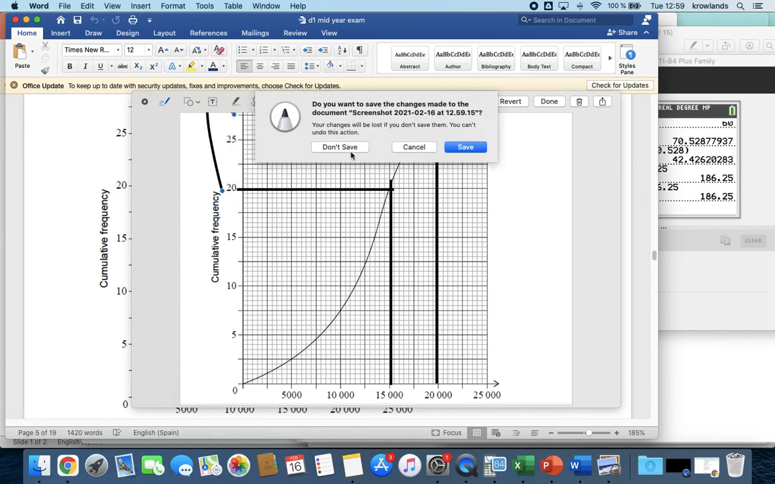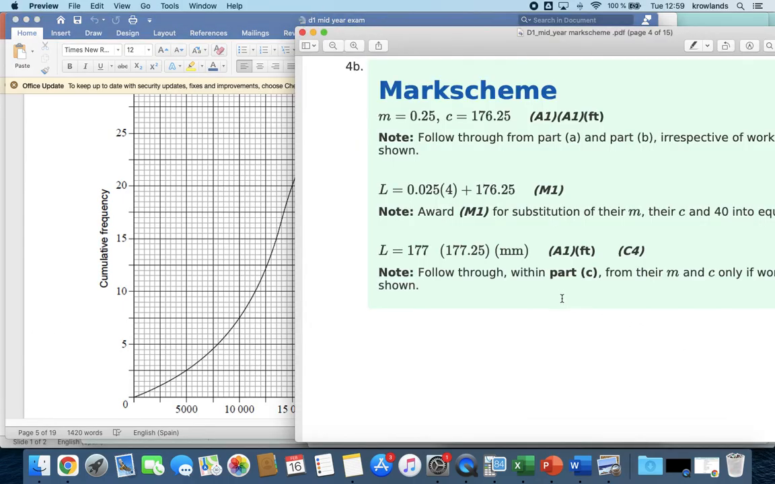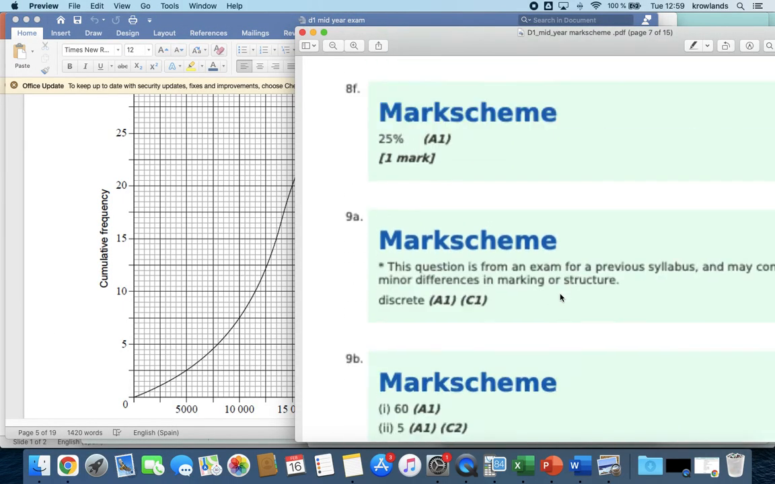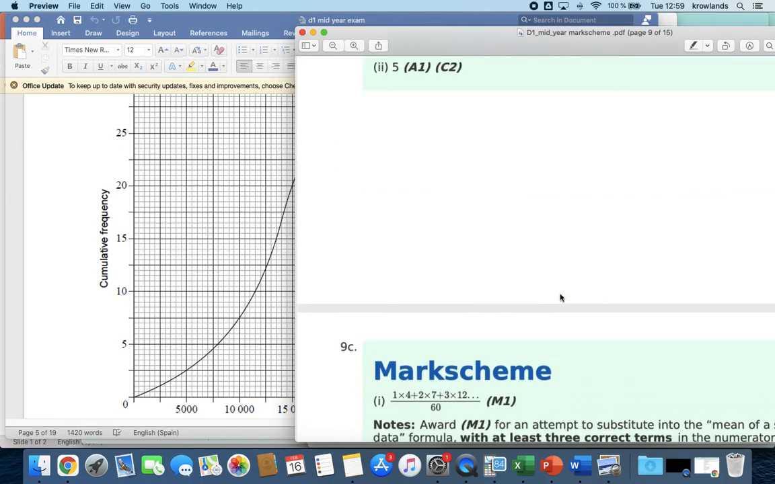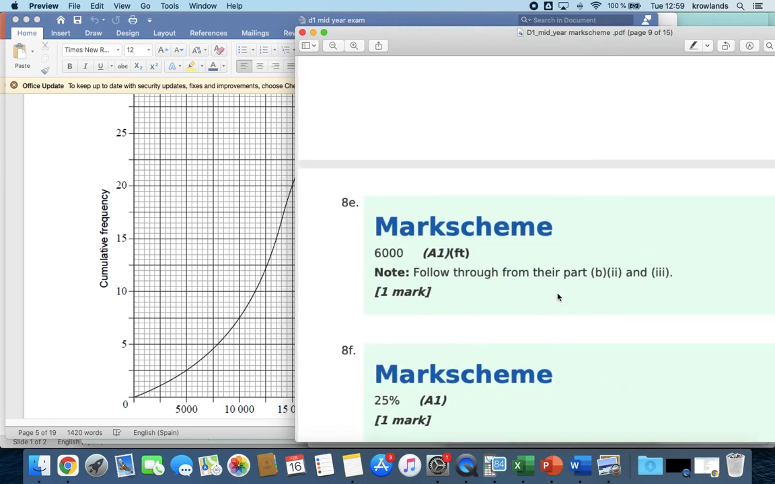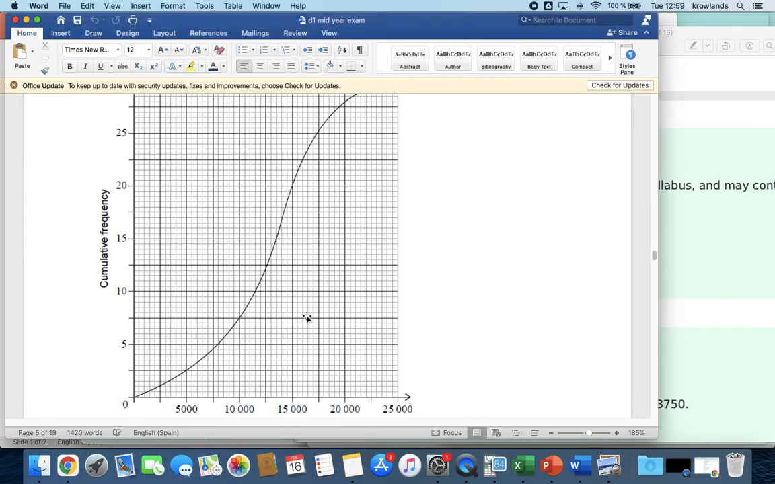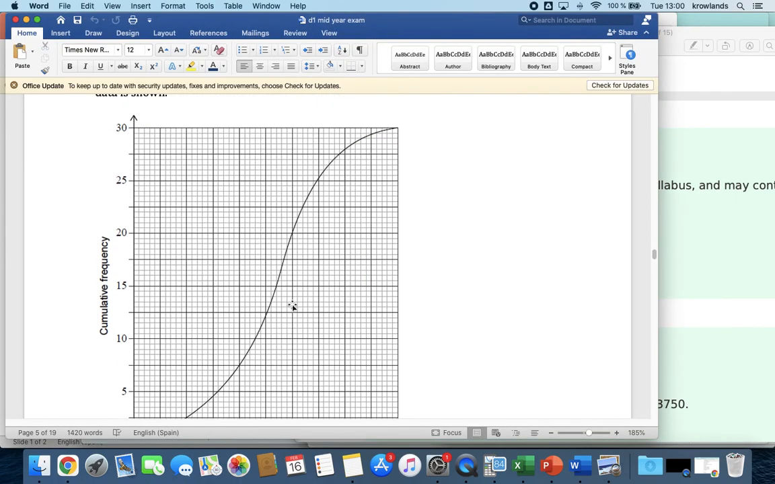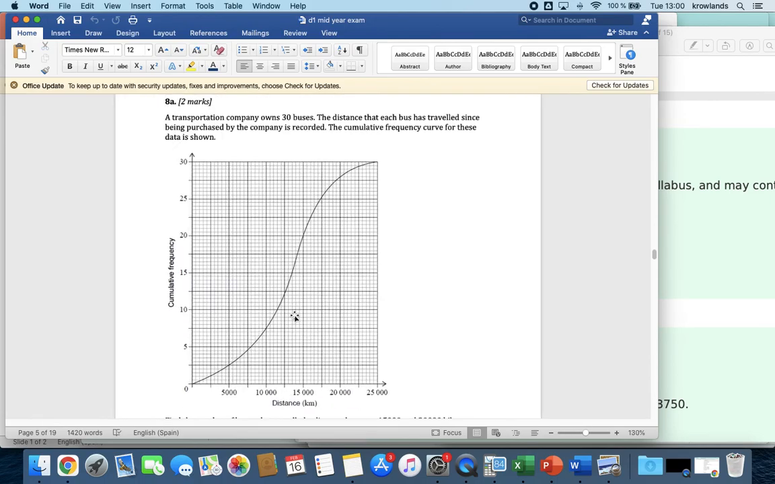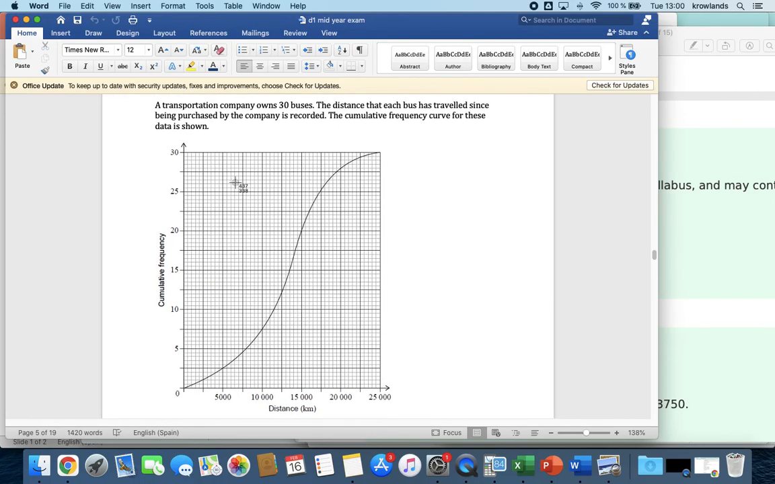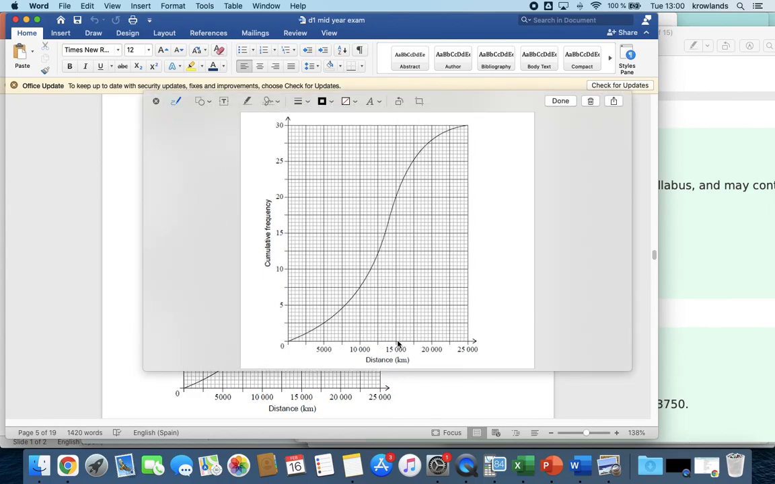So let's have a look at the mark scheme. In our mark scheme then, for question 8, we are going to have the following. 8a is 8. The answer is 8, and that's not too much of a surprise. The previous screenshot was a bit rubbish, so let's do another one again. So we're going to go between 15 and 20,000. If we go up to the straight line and across, we're going to land on 20.